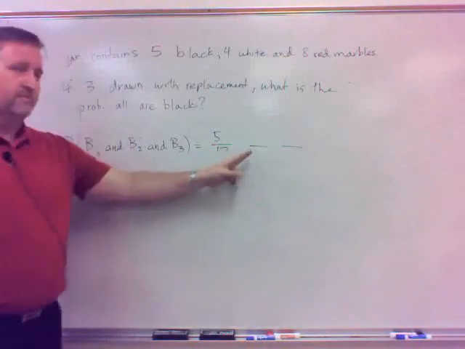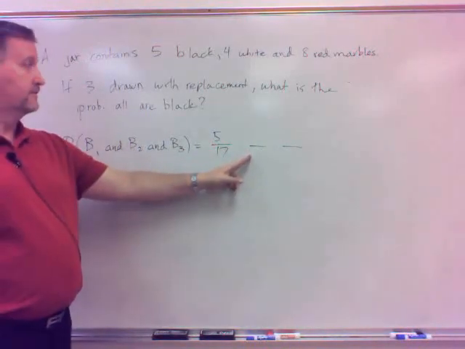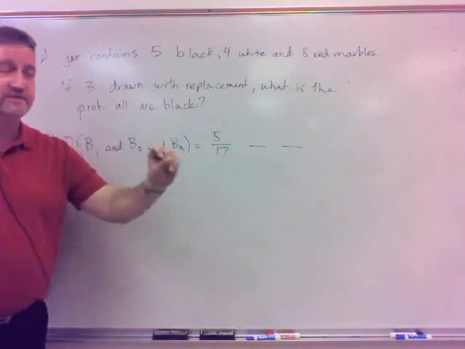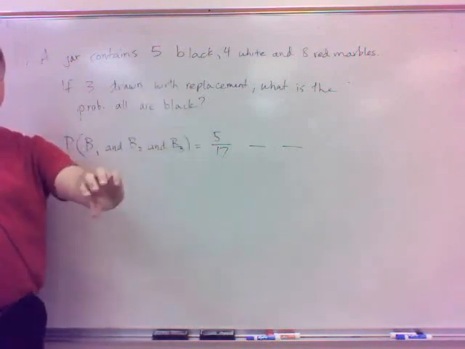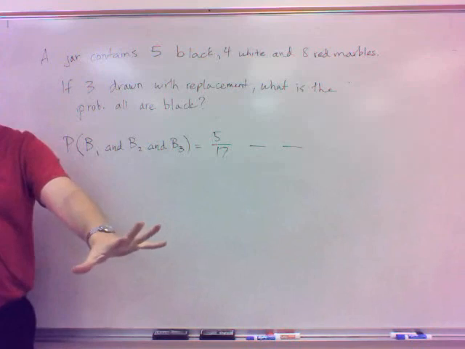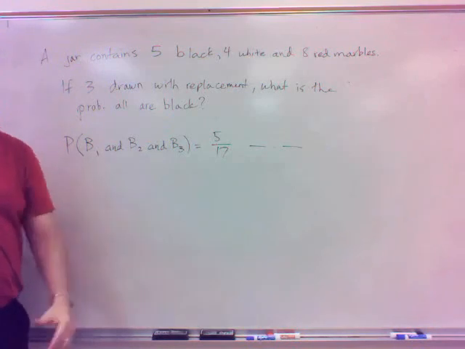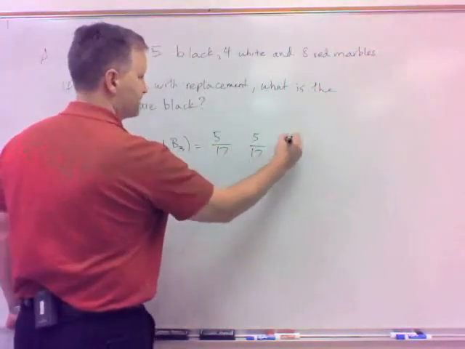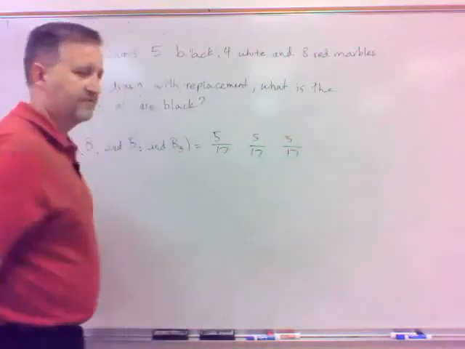What's the probability the second one's black? Do I go down any? Not this time because it's with replacement. So, yes, I do say I'm given that the first was black, but I replaced it right back in, so I'm back to 5/17. This one doesn't go down by any. And then the third is black. It'll be 5/17.